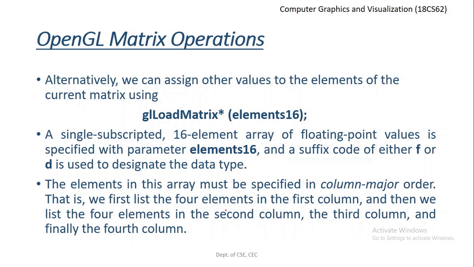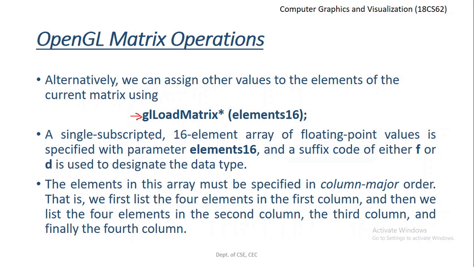In that case, we need to use one more function called glLoadMatrix. It accepts an array name which contains 16 elements as a parameter. Remember, glLoadMatrix is a function which is used to assign some values to the current matrix other than the identity matrix. It accepts one parameter, which is the name of an array containing 16 elements. Why 16 elements? Because we are always dealing with 4 by 4 matrices: 4 rows and 4 columns, total 16 elements, right?